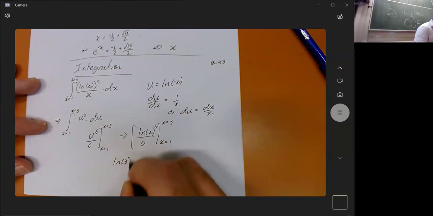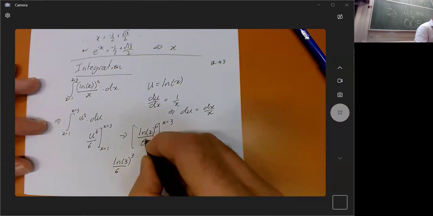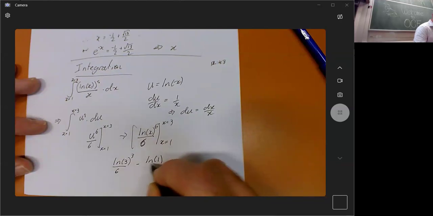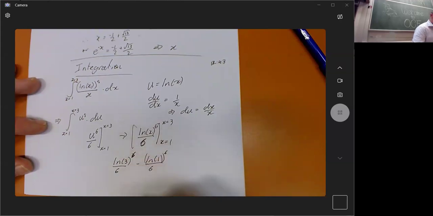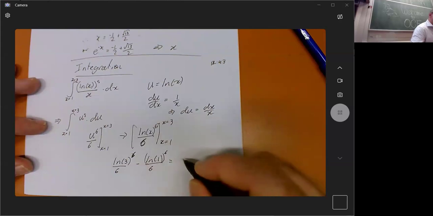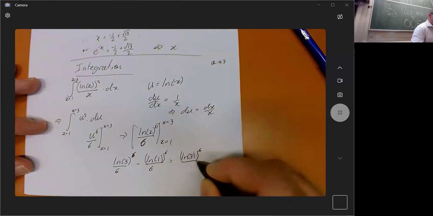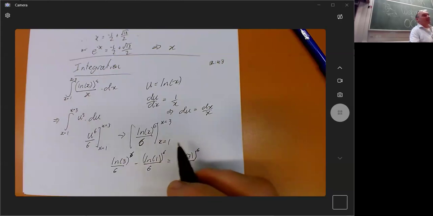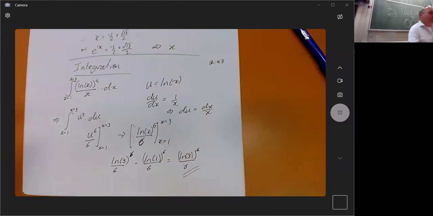And so it's going to be ln of 3 to the power 6 on 6, minus ln of 1 to the power 6 on 6. Make sure I write the right number. ln of 3 to the power 6 on 6. This number is 0, ln of 1 is 0. Okay, so this would be my answer. Okay, that's simple.